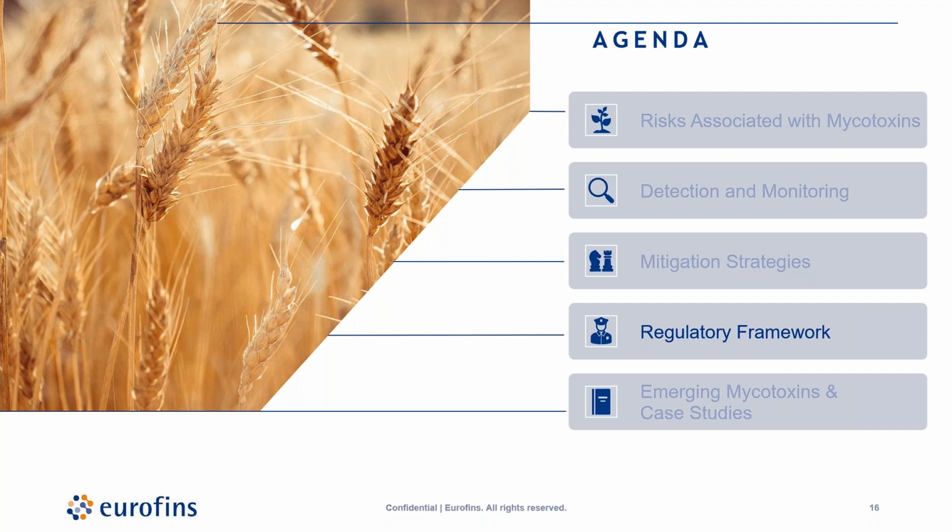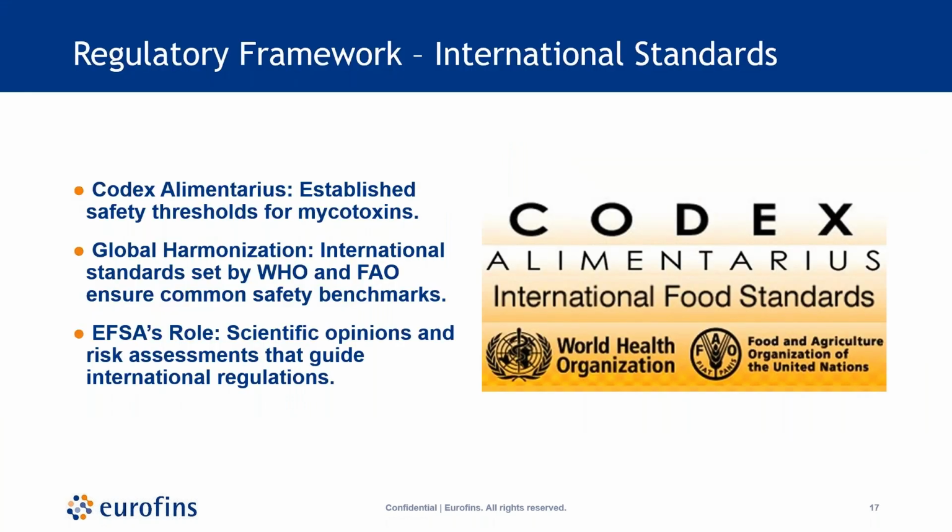Next, we'll just talk briefly about the regulatory framework. Mycotoxins are regulated on a global scale. International bodies like the Codex Alimentarius, developed in conjunction with the WHO and FAO, set maximum allowable tolerance levels for various mycotoxins in food products. These standards enable safer trade practices by ensuring exporters and importers adhere to harmonized safety thresholds. The EFSA, for example, provides scientific opinions that guide these international standards, helping to balance risk mitigation with trade facilitation.